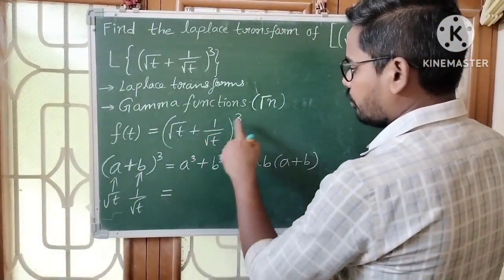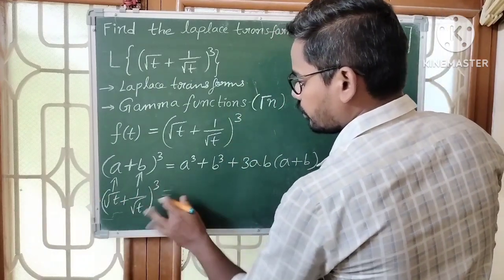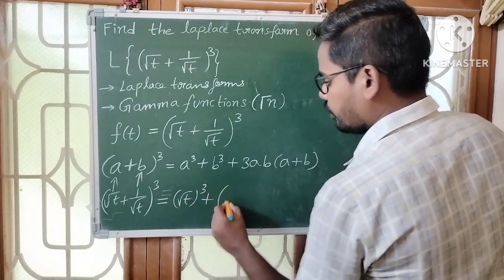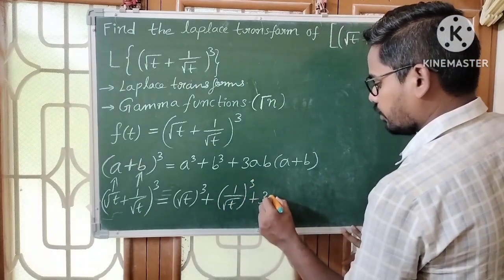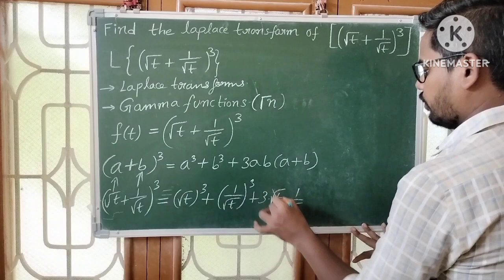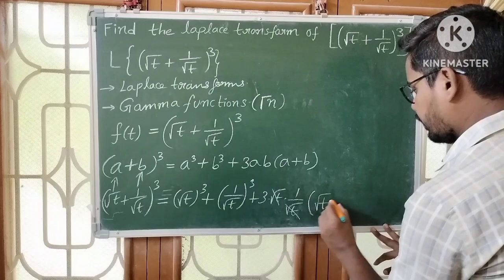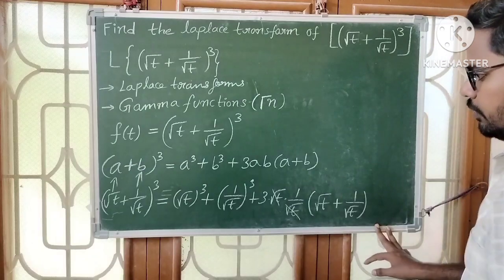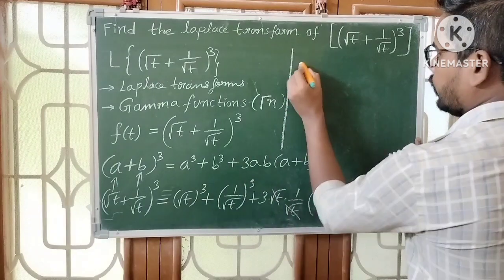Now (root t plus 1 by root t) whole cube is equal to a cube, so (root t) whole cube, plus b cube, (1 by root t) whole cube, plus 3ab, 3 into root t into 1 by root t. The root t in the numerator and denominator get cancelled, and the remaining expression is a plus b, root t plus 1 by root t. So let us simplify further.